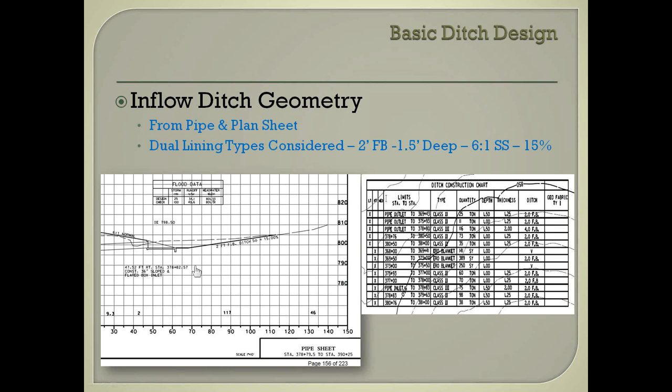Some of the data that we used was straight off the plans: the slope of the ditch, and here it is. Here it's in a cut section at 15% slope, and then here at the pipe inlet, you can see it's a 2-foot flat bottom with 1.5 feet of depth, and it was proposed with a Class 3 channel lining. Side slopes were somewhat uncertain; we couldn't find them quickly in the plans, but they were utilized in hydrology.